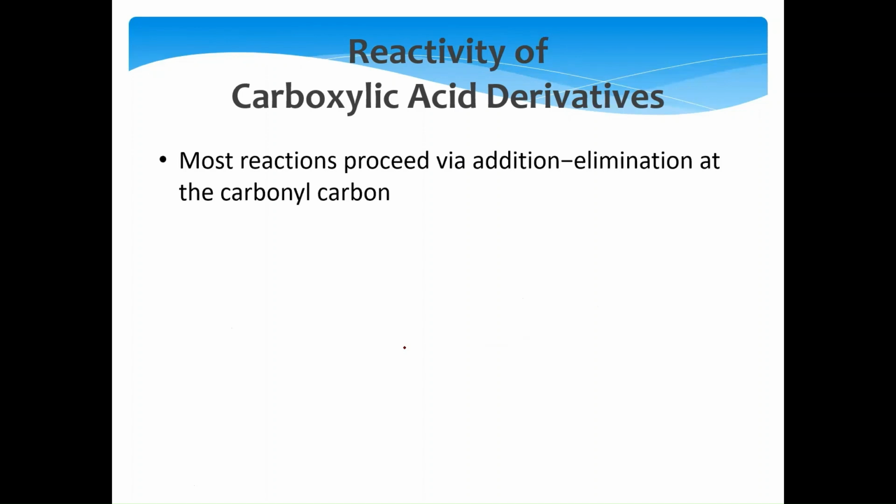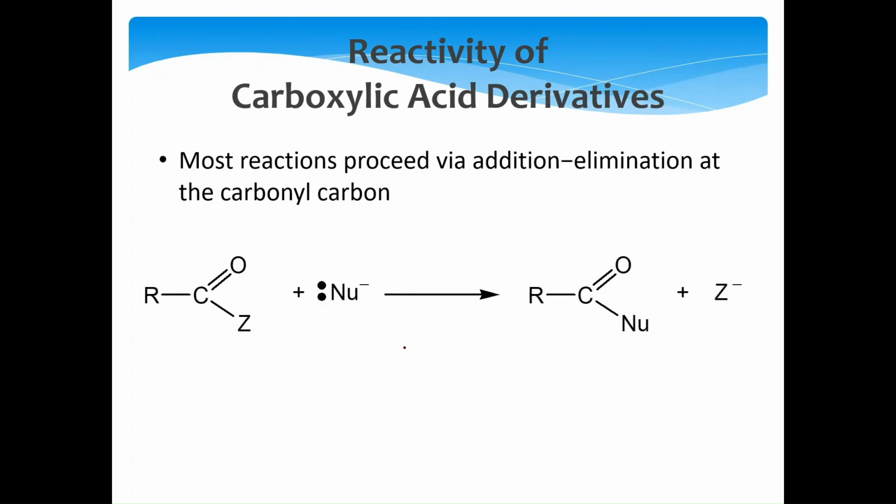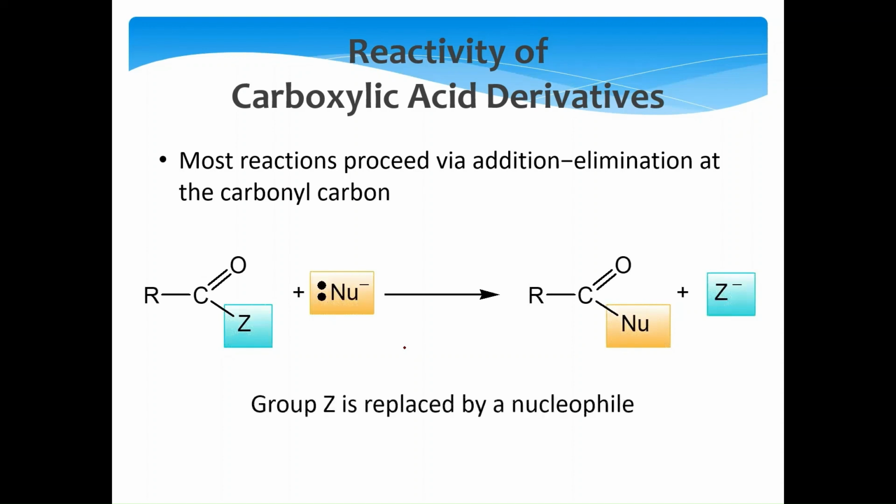Most reactions proceed via addition-elimination at the carbonyl carbon. You can see that the group Z is replaced by a nucleophile. You can also call this nucleophilic acyl substitution. Nucleophilic acyl substitution is not the same as the SN1, SN2 nucleophilic substitution.